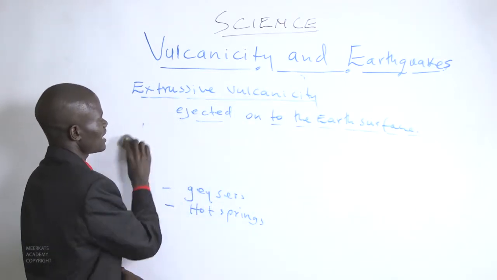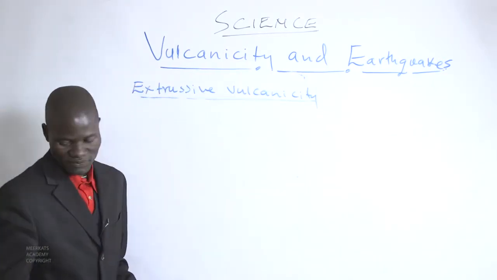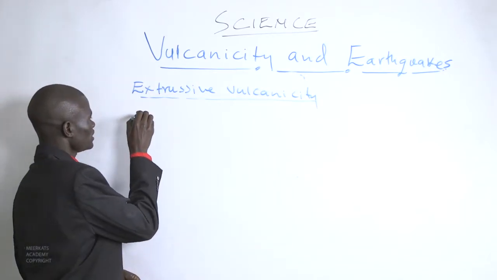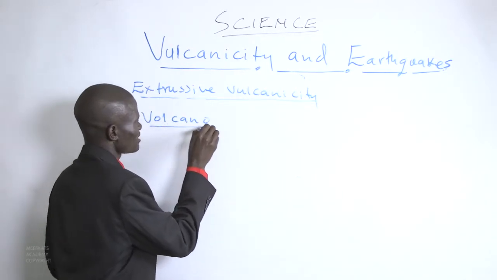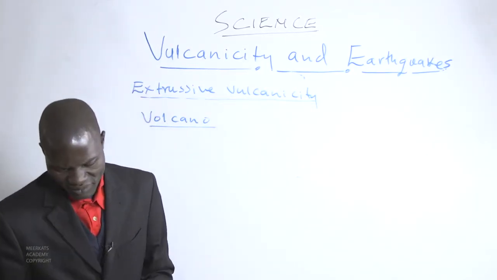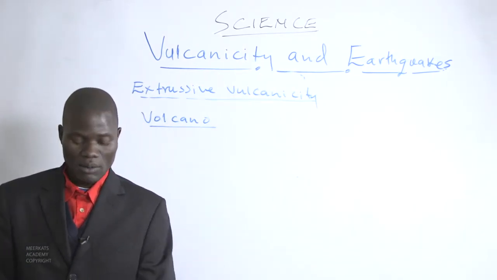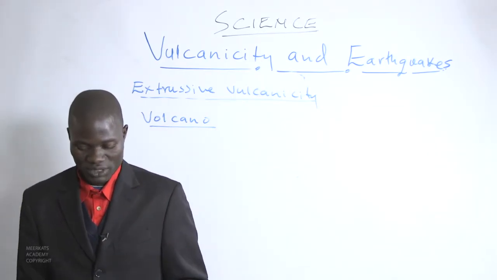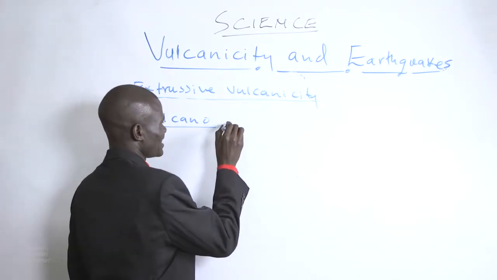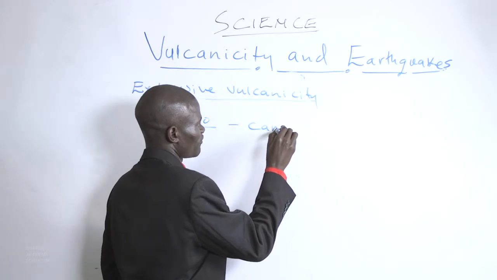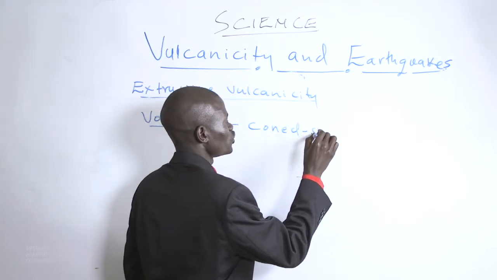We are looking at types of volcano. And what is a volcano? There's a difference here between volcanicity and a volcano. A volcano occurs when the eruption through a vent results in the materials piling up to form and build up a cone-shaped hill. That cone-shaped hill is referred to as a volcano.